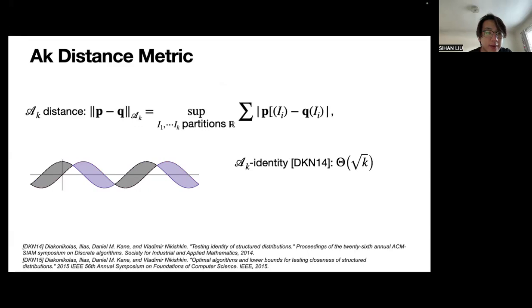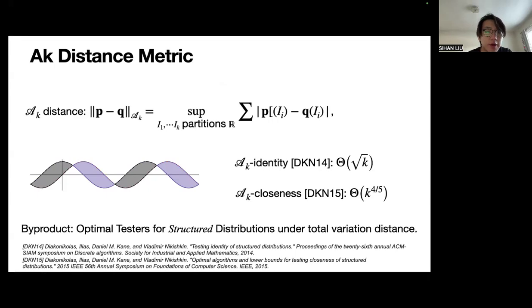The task of testing whether an unknown distribution is close to a known one under the A_k metric, known as A_k identity testing, has been proposed and resolved by Diakonikolas, Kane, and Nikishkin in 2014. Subsequently, the same set of authors generalized the problem to closeness testing between two unknown distributions. Surprisingly, the optimal sample complexity has been shown to be k to the power of 4/5, which is notably different from what one sees in closeness testing of discrete distributions.